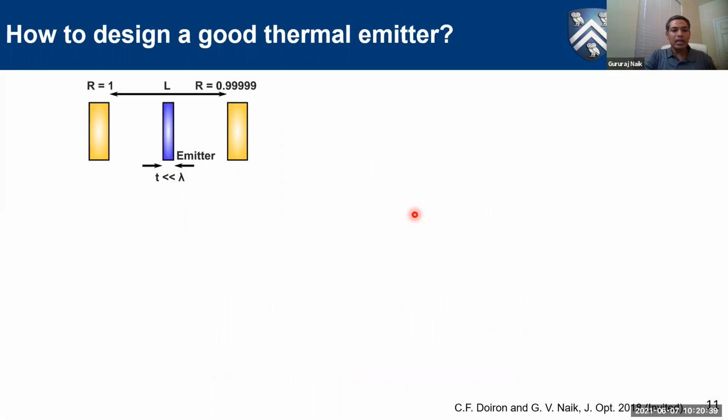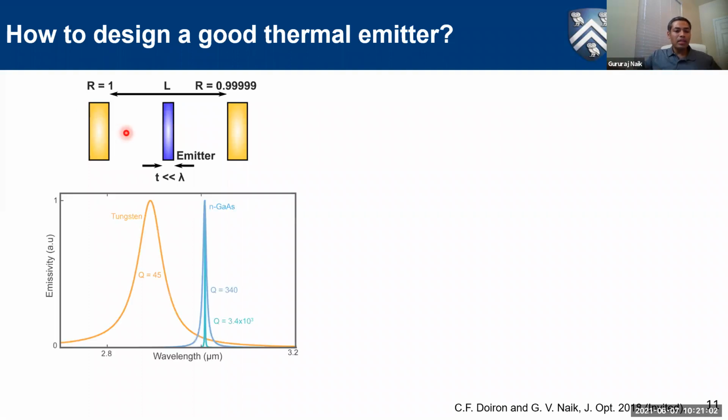Okay, if we want to design a selective emitter, let's think of two perfectly or nearly perfectly reflecting mirrors. So this is a 100% reflection. This is near 100%, but slightly less. And I put an emitter here, a very thin layer of, let's say, some material which is just emitting thermal photons. So now these photons just go back and forth in this cavity, and at resonance, we have the peak in emissivity. That is, there is a huge number of photons coming out of this cavity.